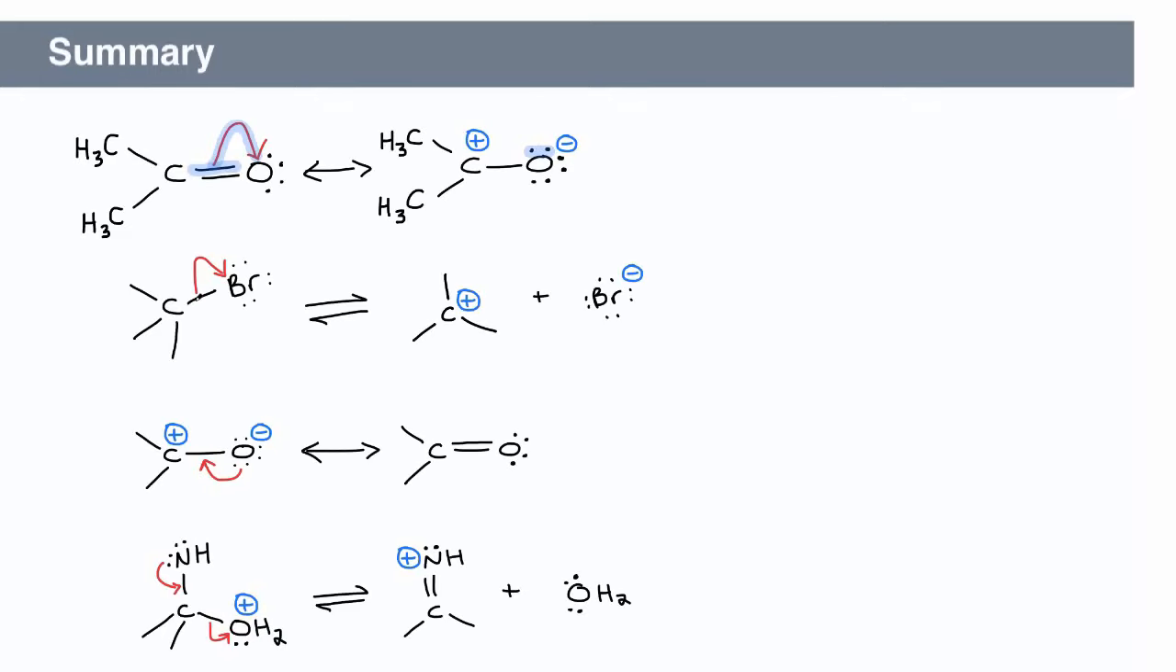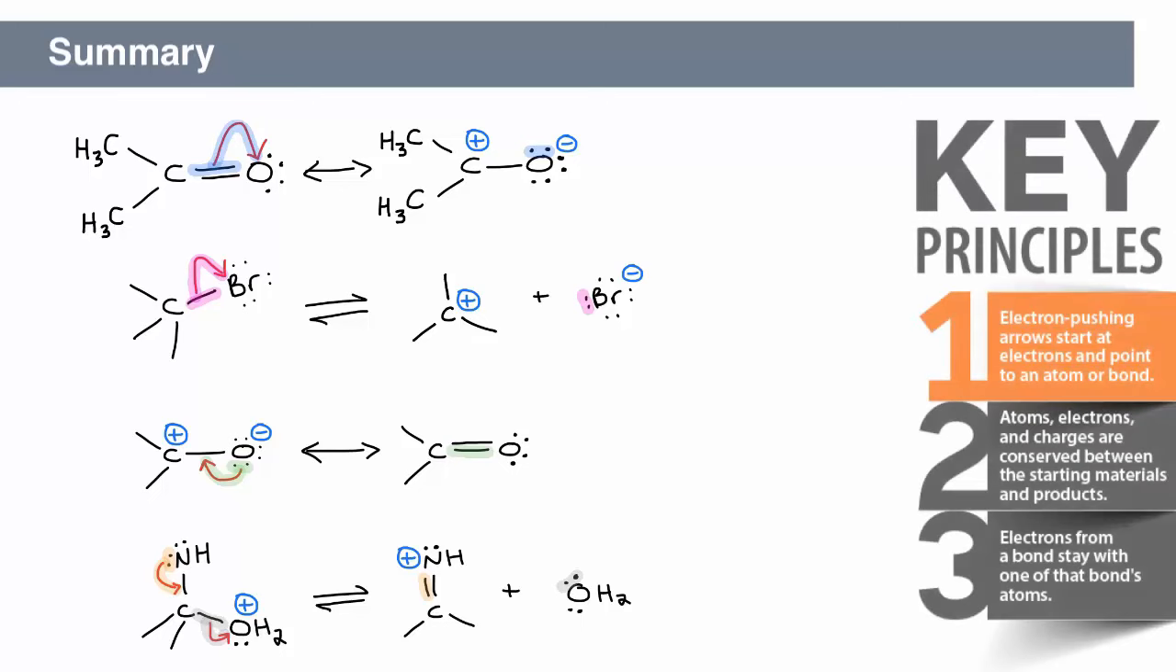In this video, we saw that electron-pushing arrows are used to depict the movement of electrons in a reaction mechanism. Key principles are respected in every mechanistic step. The arrows start from electrons and point to an atom or bond. Atoms, electrons, and charges are conserved between starting materials and products. Electrons from a bond stay with one of that bond's atoms.